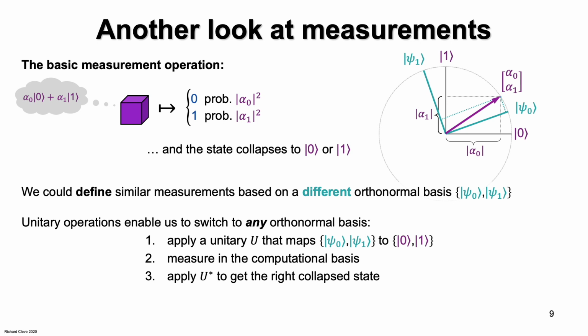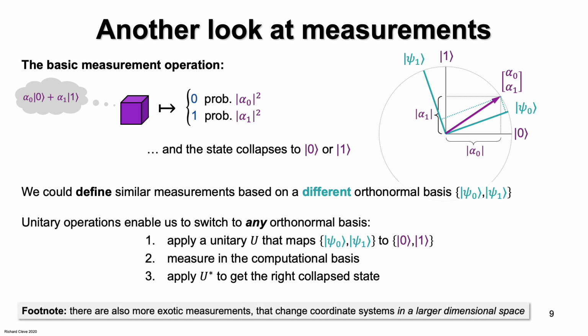A final comment here is a footnote that there are more exotic measurements than this, where the state is first embedded into a larger dimensional space. A unitary operation and measurement are then made in that larger space. We'll be seeing these types of measurements later on, after we get to systems with multiple qubits.